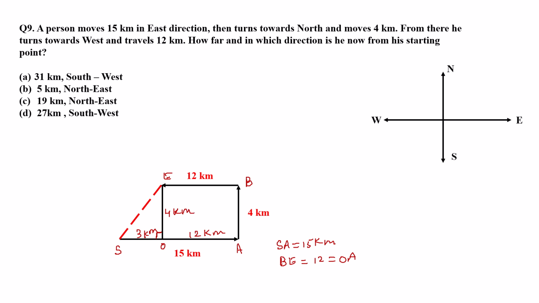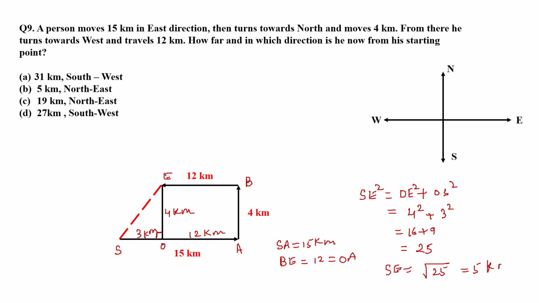Now let's use Pythagoras theorem. So SE square will be equal to OE square plus OS square. Now OE square is 4 square plus 3 square. So 16 plus 9, which will give me 25. So SE will be root of 25, which is 5 kilometer. And from the options you can see option B is the correct option.